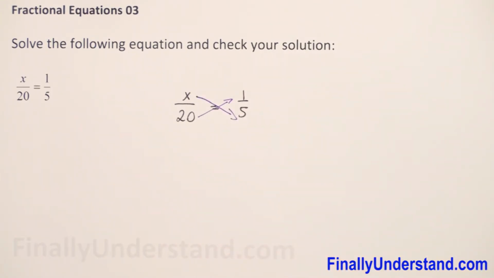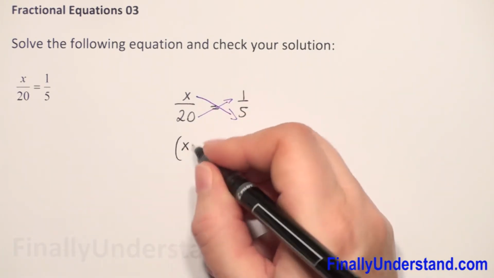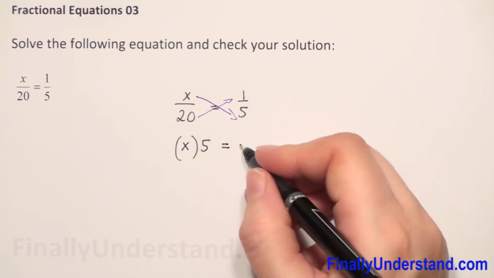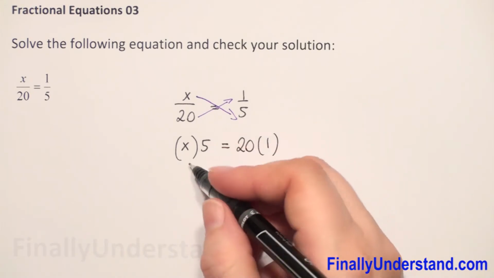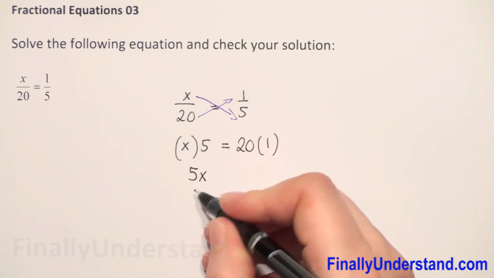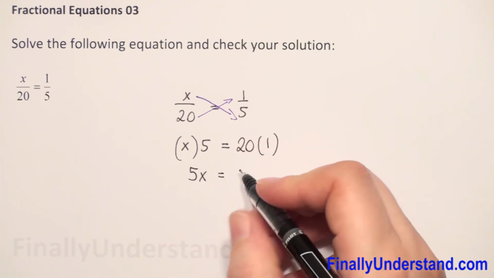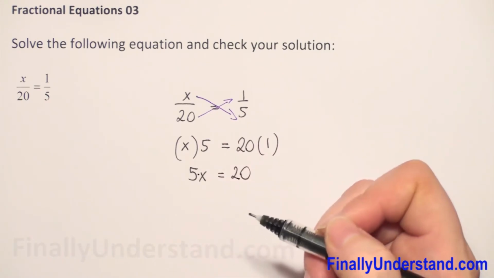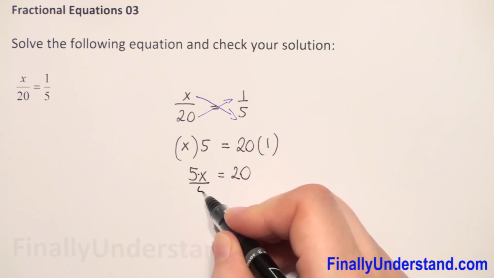So we will have x times 5. This is equal to 20 times 1. So x times 5 is 5x. We always write the number first. This is equal to 20 times 1, which is 20. Now, on the left side we have multiplication. To find the unknown x, we will divide both sides by 5.